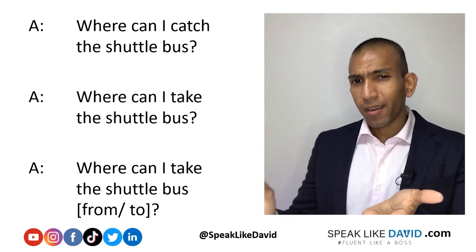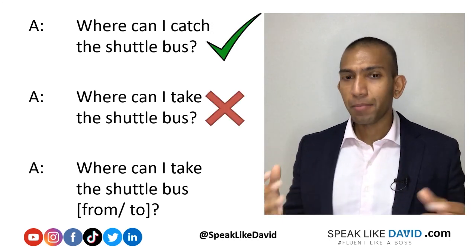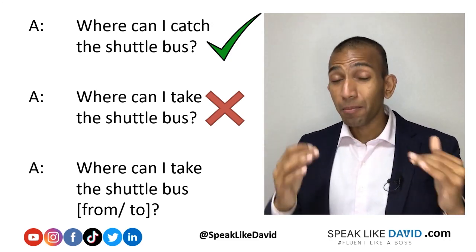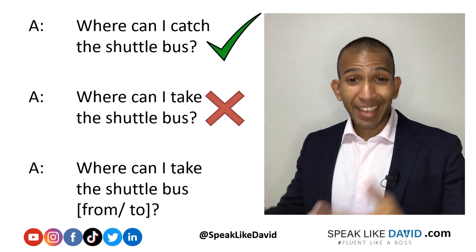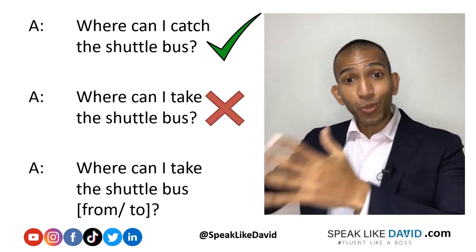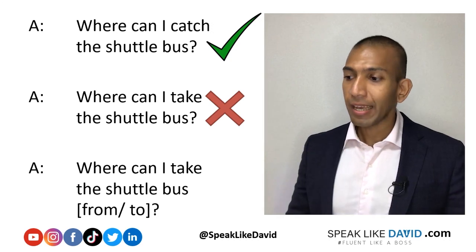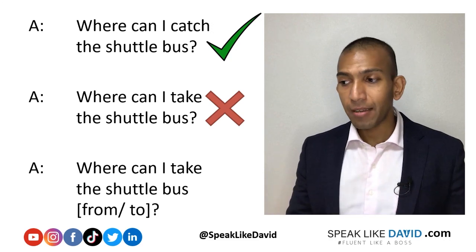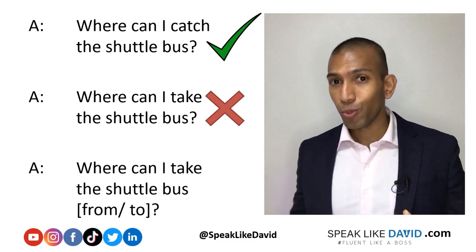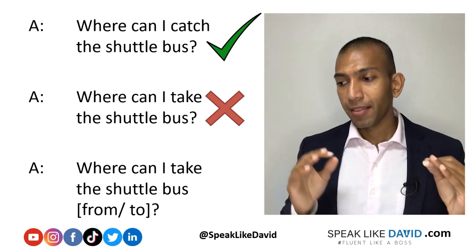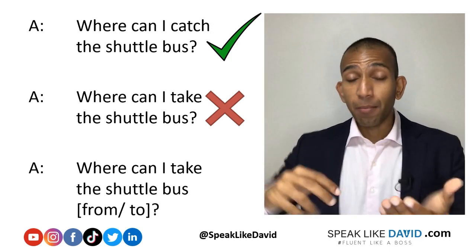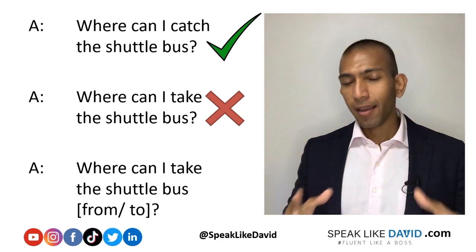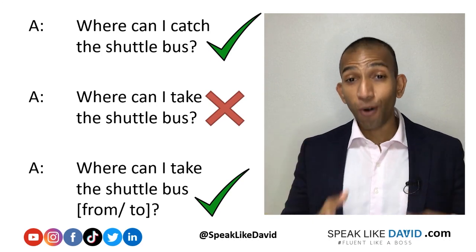We wouldn't say, where can I take the shuttle bus? That's kind of odd because person A has already made it clear that they want to go to the airport, and person B has also made it clear that they can take the shuttle bus to the airport. And even if we were using take, it would, strictly speaking, be more grammatically correct if they said, where can I take the shuttle bus to? But if they do want to use the word take to ask about getting on the shuttle bus, what they should say is, where can I take the shuttle bus from?